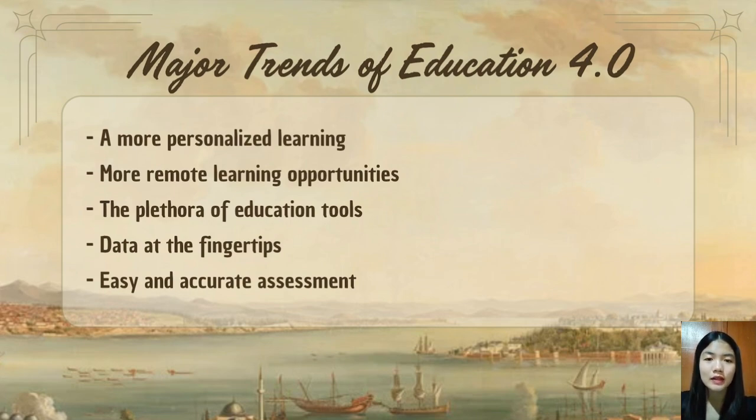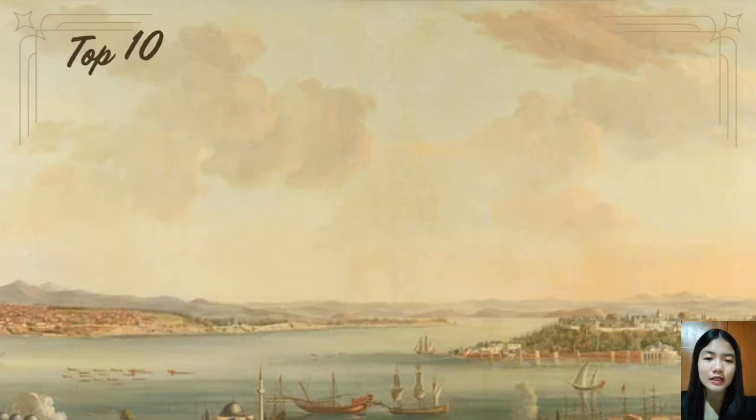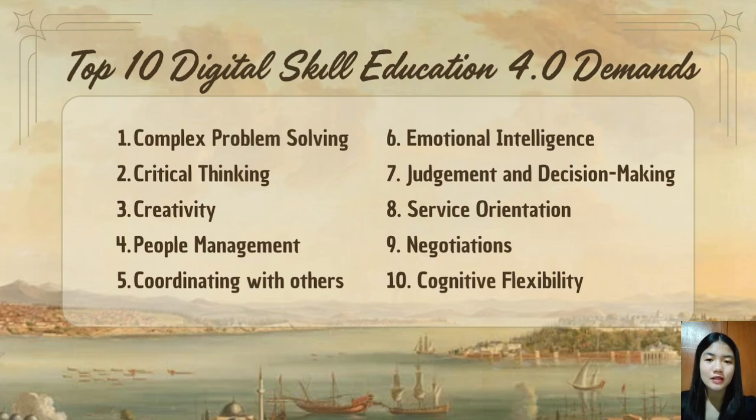To succeed in this era of new learning, students must develop essential digital skills. These are the top 10 digital skills: complex problem solving, critical thinking, creativity, people management, coordination with others, emotional intelligence, judgment and decision making, service orientation, negotiation skills, and cognitive flexibility. These are not just academic abilities. They are life and career skills that help us grow into competent 21st century educators.